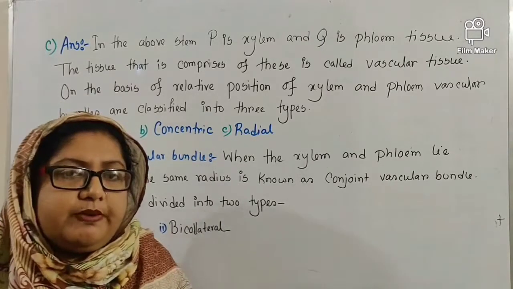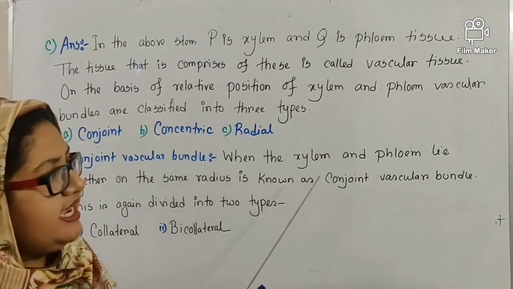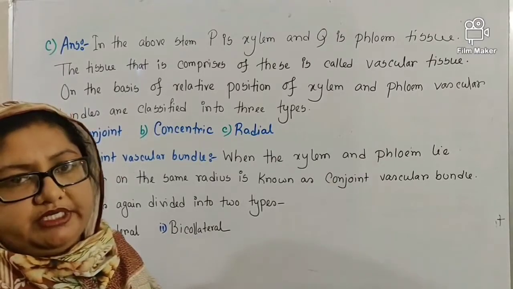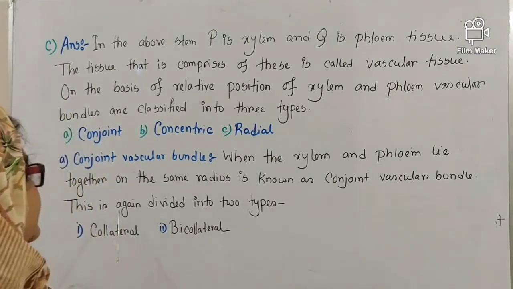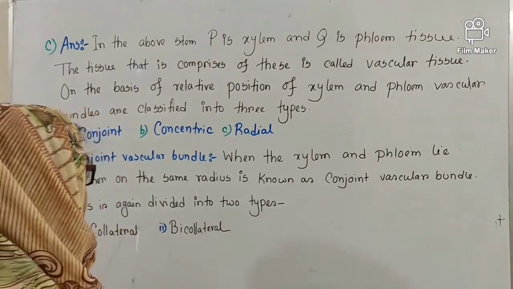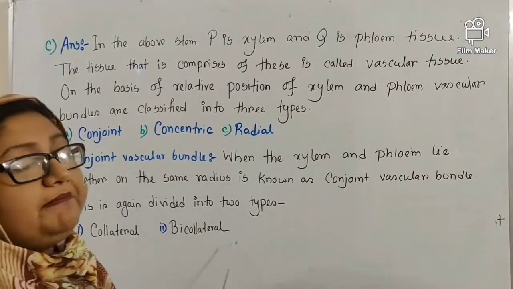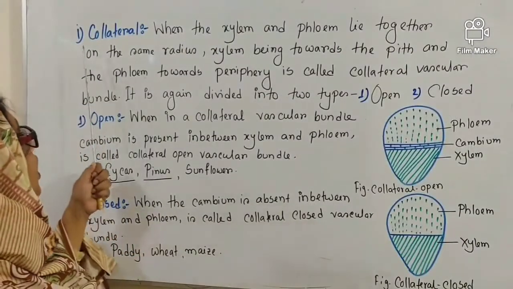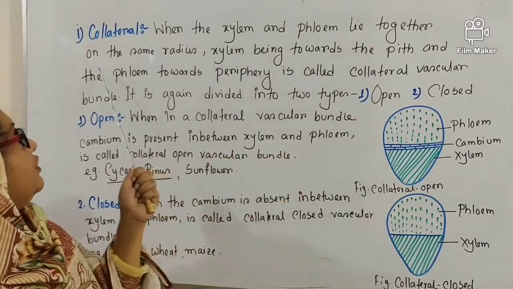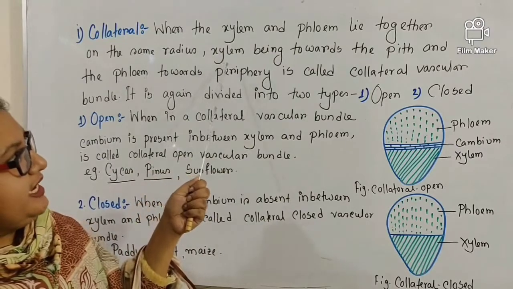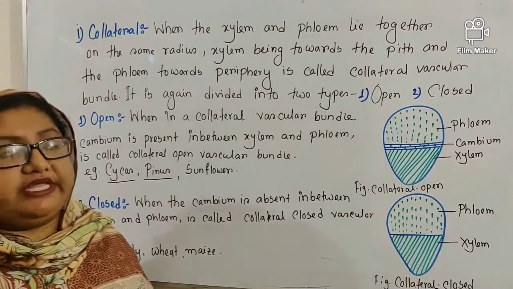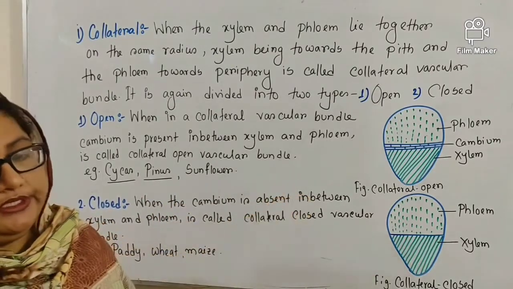Now what is a conjoint vascular bundle? You can see where the xylem and phloem lie on the same radius, that is called a conjoint vascular bundle. This conjoint vascular bundle is again divided into 2 types. One is collateral, another one is bicollateral. Collateral vascular bundle: when the xylem and phloem lie together in the same radius, the xylem being towards the pith and the phloem being towards the periphery, it is called a collateral vascular bundle.